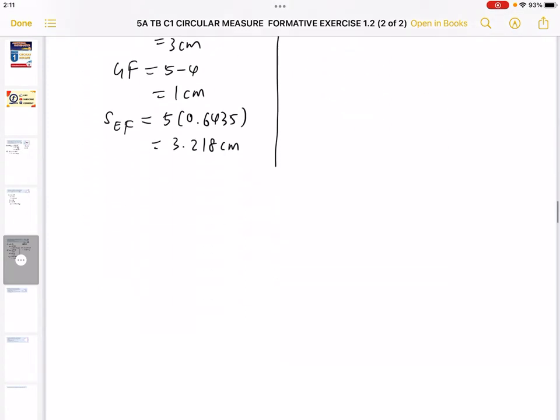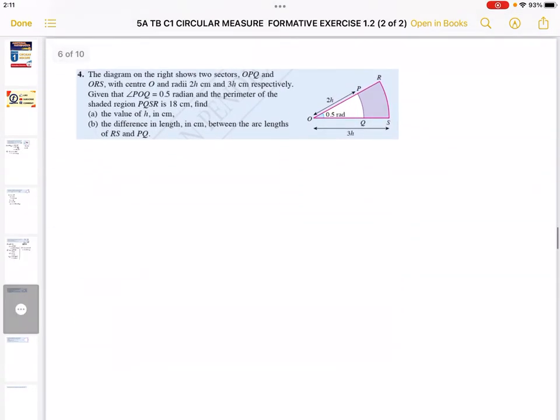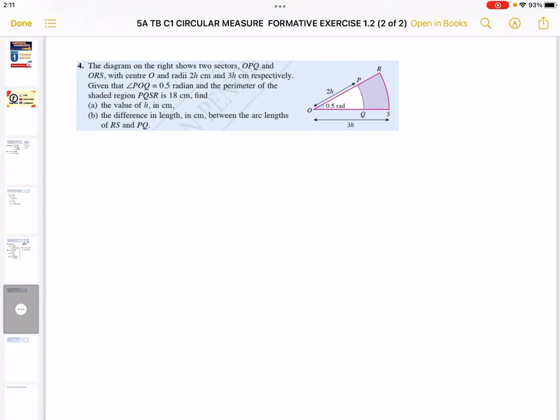Move on to question number 4. Now here the diagram shows two sectors, OPQ and ORS, with center O, and the radius is 2h and 3h respectively. Angle POQ is 0.5 radian. The perimeter of the shaded region is 18. So find the value of h.